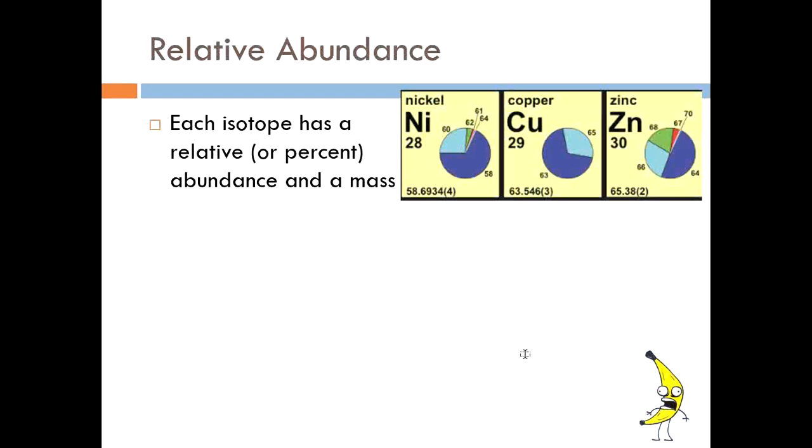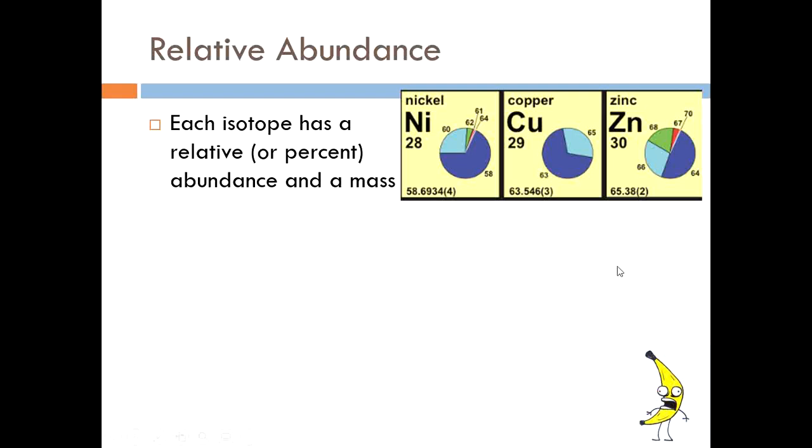Now, where does it come from? Each isotope has a relative abundance and a mass, meaning relative abundance is also a percent abundance. So it's the percent of how much of that isotope exists in nature. So what does that mean? So let's take a look at these examples.